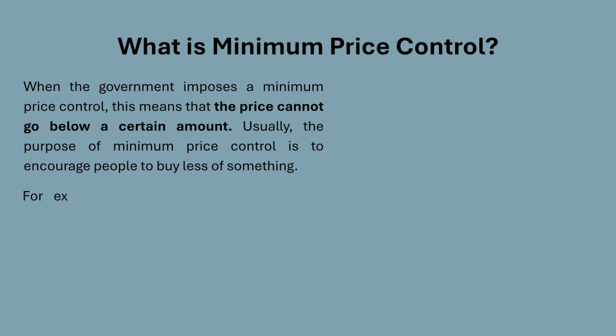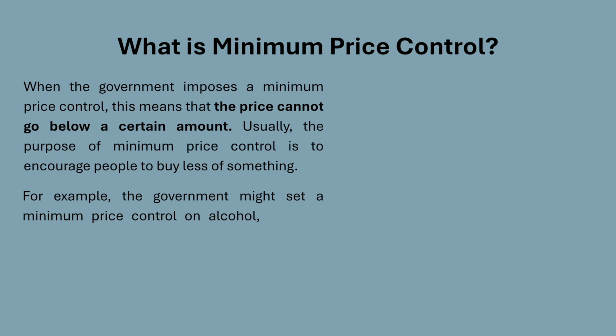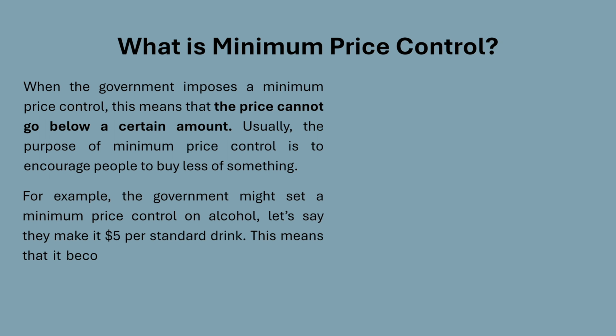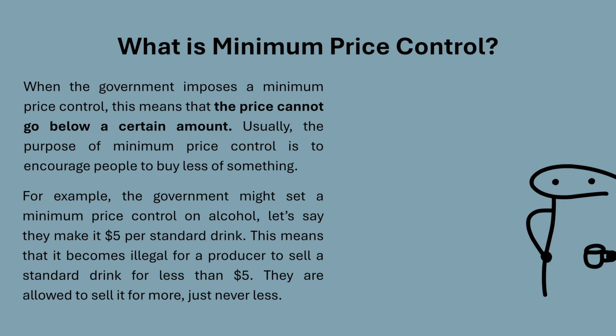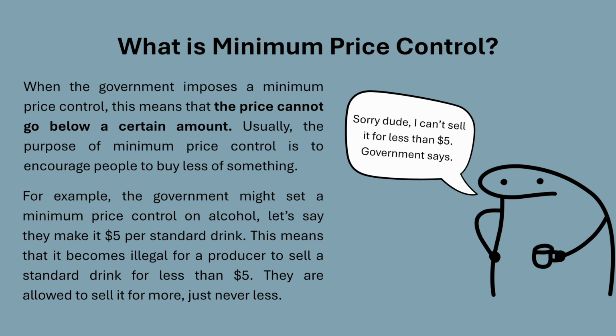For example, the government might set a minimum price control on alcohol. Let's say they make it $5 per standard drink. This means that it becomes illegal for a producer to sell a standard drink for less than $5. They are allowed to sell it for more, just never less. So a minimum price control is usually used for things to make them more expensive so that people buy less of it, which is why it's used on something like alcohol.